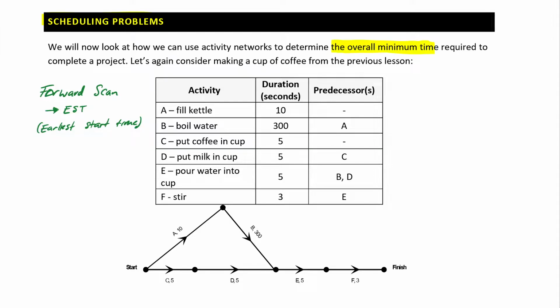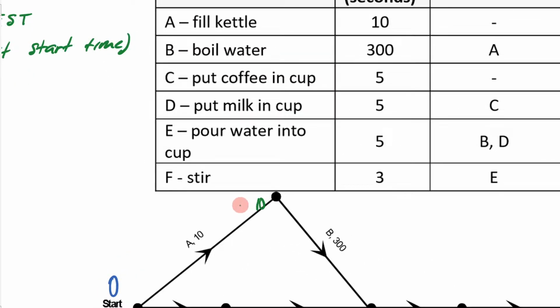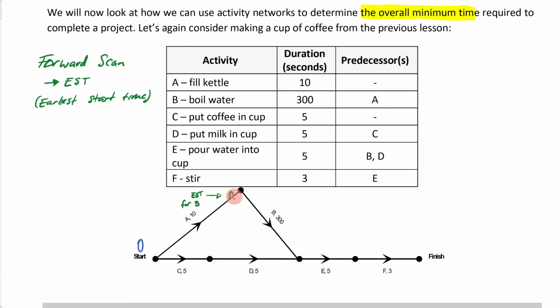Now, before we do that and before we use our green pen, we always start at time 0. So I'm going to do that in a blue pen. We're always starting at time 0, always. Then I've got activity A here, and activity A is filling a kettle. Filling a kettle takes 10 seconds, so I'm going to put a 10 here. Now, I don't want you to write this in, otherwise it will become messy, but this 10 is my earliest starting time for activity B.